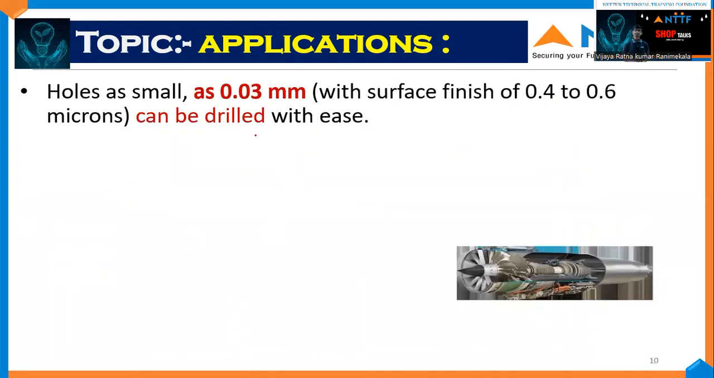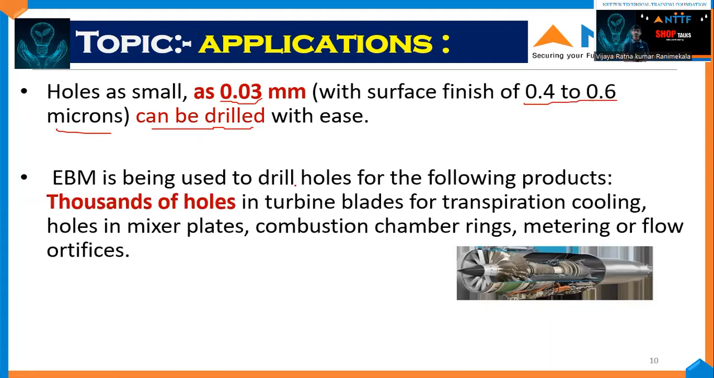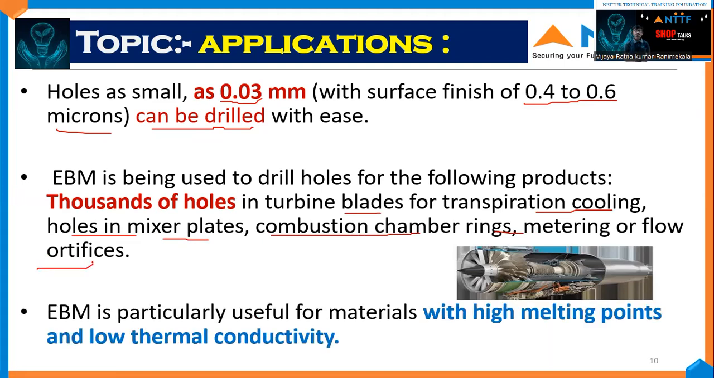Let us see some more applications of EBM. Very small holes such as 0.03 mm holes can also be produced with the help of EBM with a high surface finish of 0.4 to 0.6 microns. EBM is being used to drill holes for products such as thousands of holes in turbine blades for transpiration cooling, holes in mixture plates, combustion chamber rings, metering or flow orifices. EBM is particularly useful for materials with high melting points and low thermal conductivity.